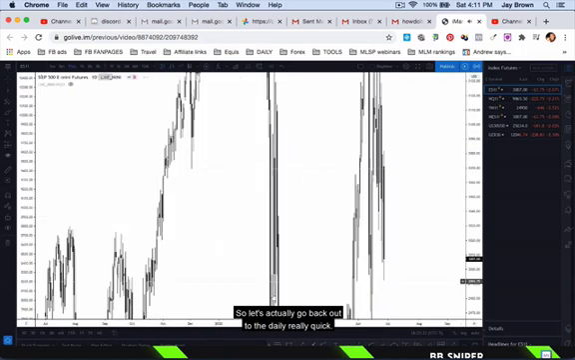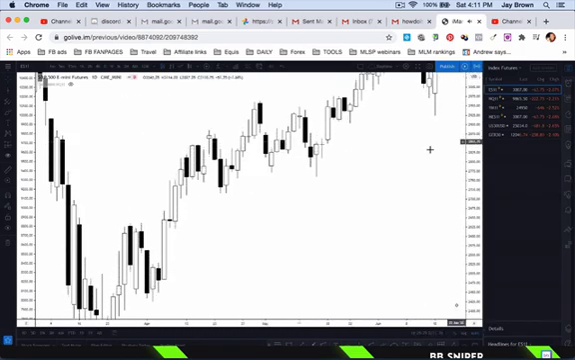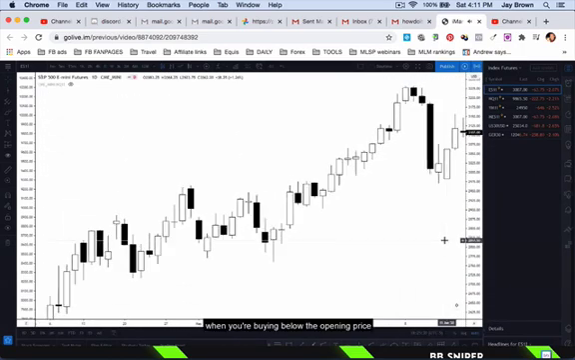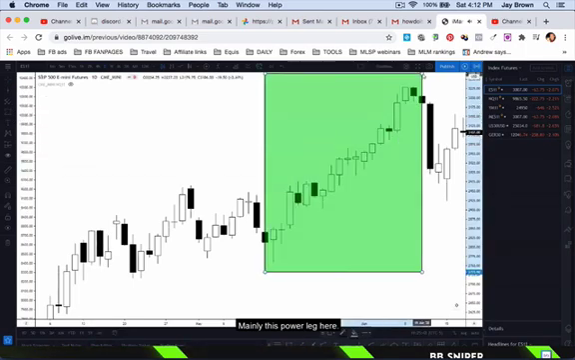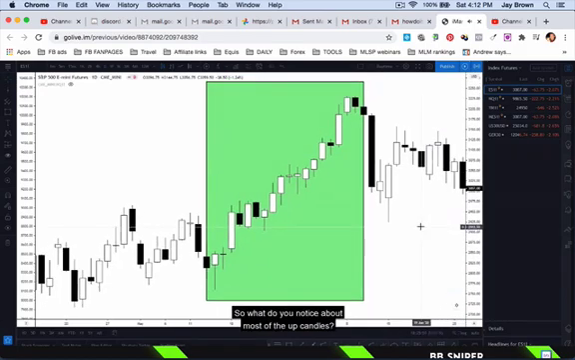Okay, so let's actually go back out to the daily really quick. And I want you to understand that when you're buying below the opening price in bullish conditions, right? Look at this chart. I'm going to get to the chat in just a second. I see you guys typing. Look at all of the bullish days in here. Mainly this power leg here, right? It's filled with a bunch of up candles, right? So what do you notice about most of the up candles?